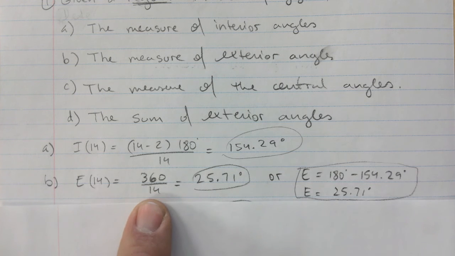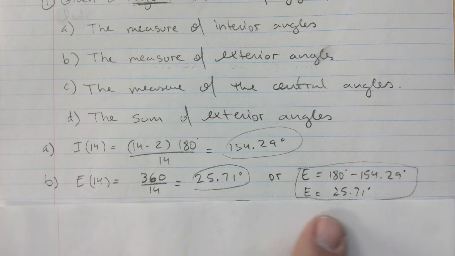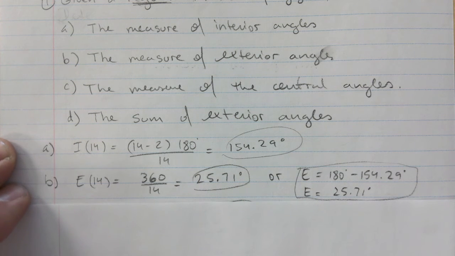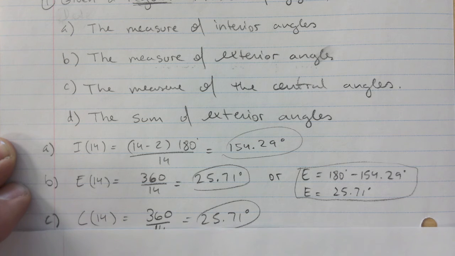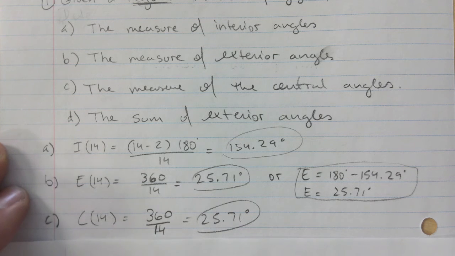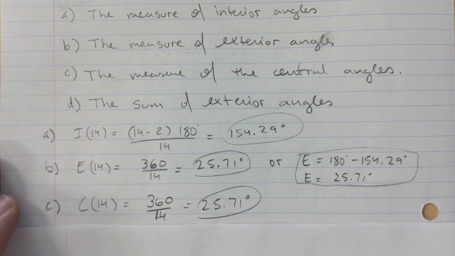So it's either using the formula, or now that you know the interior already, just subtract it from 180 to get the exterior. The central is the same as the exterior, so I'm just using the formula again. It's always 360 divided by n.